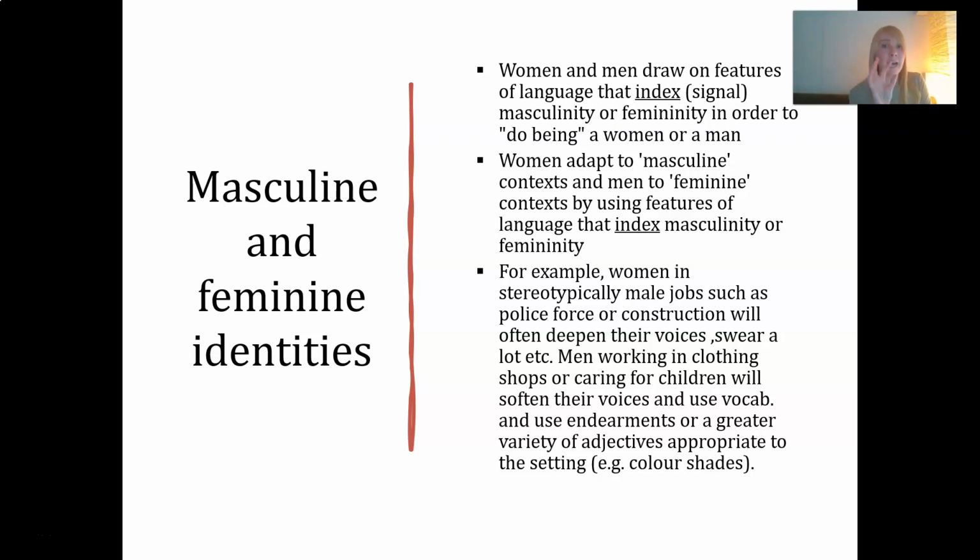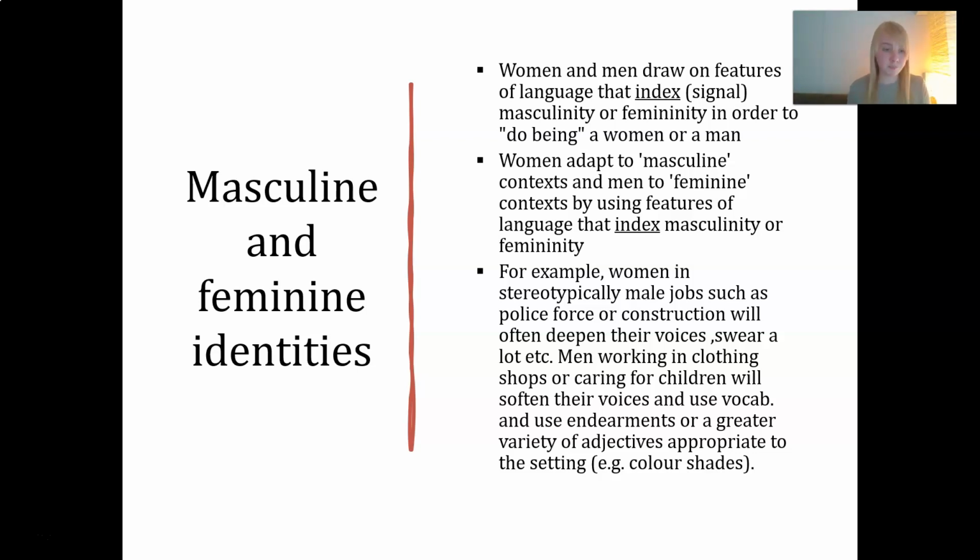So women adapt to masculine contexts and men to feminine contexts by using features of language that index masculinity or femininity. For example, there have been studies that have found that women in stereotypically male jobs, such as the police force or construction, will often deepen their voices, and will swear a lot in order to be accepted in that environment. And men working in clothing shops or caring for children, or perhaps working in school roles, especially in primary school contexts, will often soften their voices and use vocabulary in terms of endearment or a greater variety of adjectives appropriate to the setting.